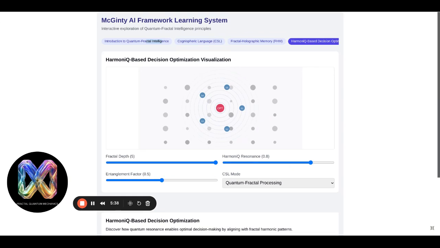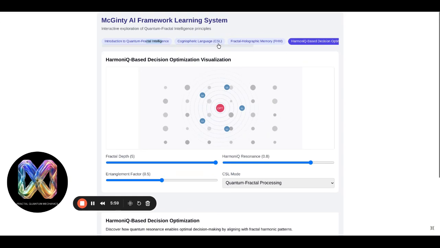See how the optimal solution is highlighted in red? This wasn't computed through iterative processing. It emerged through harmonic resonance, similar to how physical systems find their lowest energy states, or the PLA, which is the principle of least action.